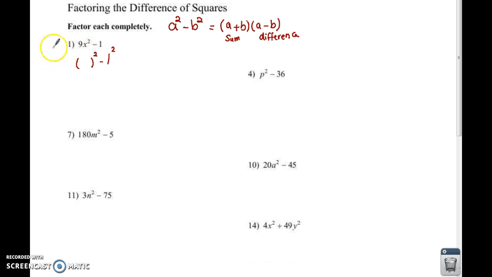Which base to the power 2 equals 9? Which base to the power of 2 is a 9? 3. So, 3x all squared minus 1 squared. Now remember, if you don't remember the rule, please review your power rules. If you have 2 terms multiplied in parentheses to the power square, that means each of these terms has a square.